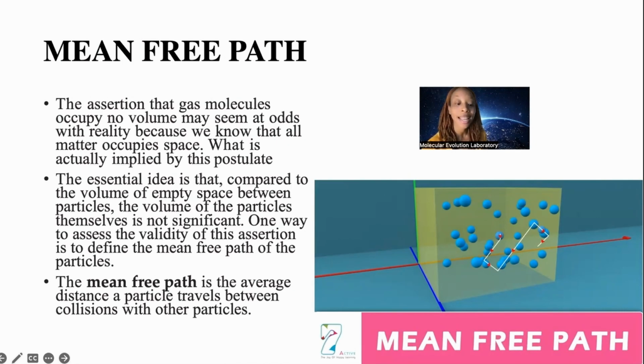The mean free path is the average distance a particle travels between collisions with another particle. So in essence, you're trying to assess how far, or the path along which one molecule travels, before it actually collides with another. And that's basically the mean free path.